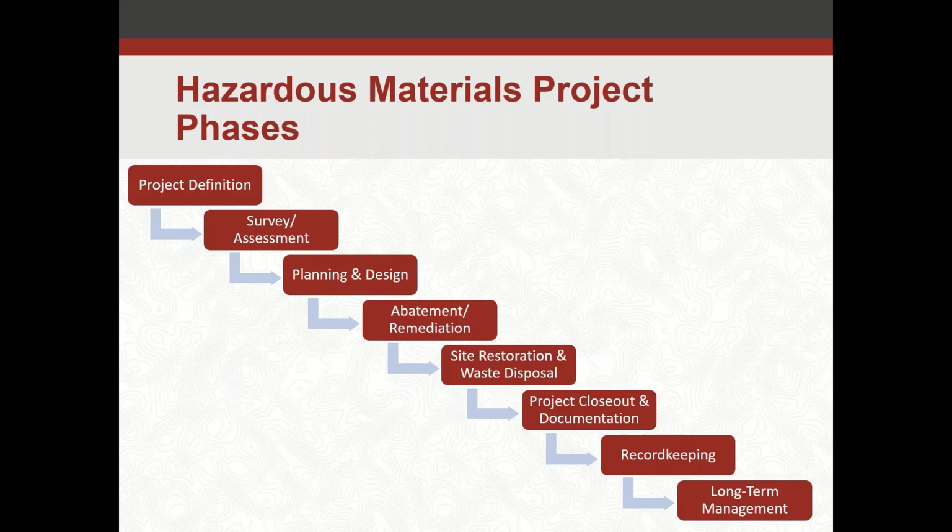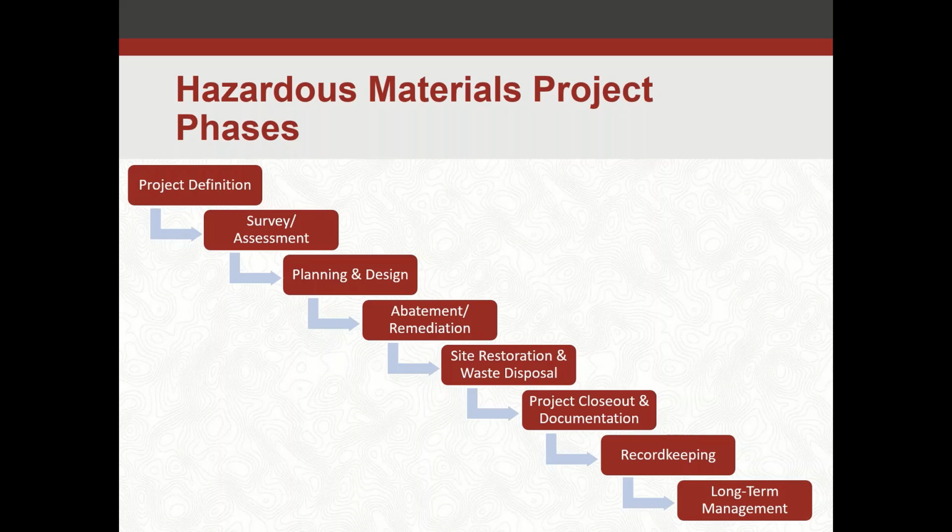So for purposes of our presentation today, we're just going to break it down into different phases of a hazardous materials project. We show 8 different phases that we've generally categorized, starting with a project definition, defining the project, knowing what we're working with, knowing what we're working towards in order to make sure those hazardous materials don't create a problem during or after the completed project. And then moving into survey and assessment of those materials, planning, design, abatement and remediation.